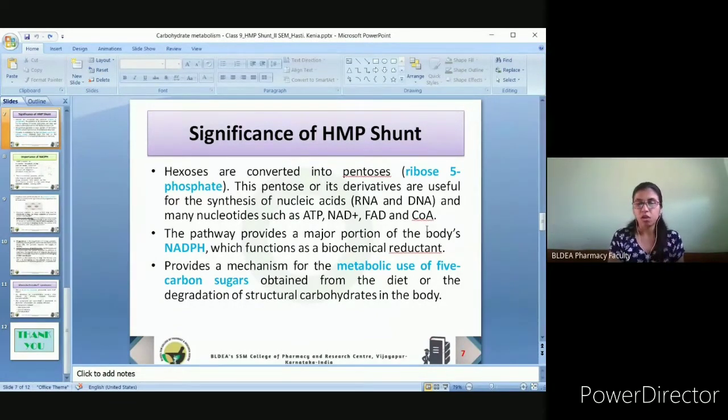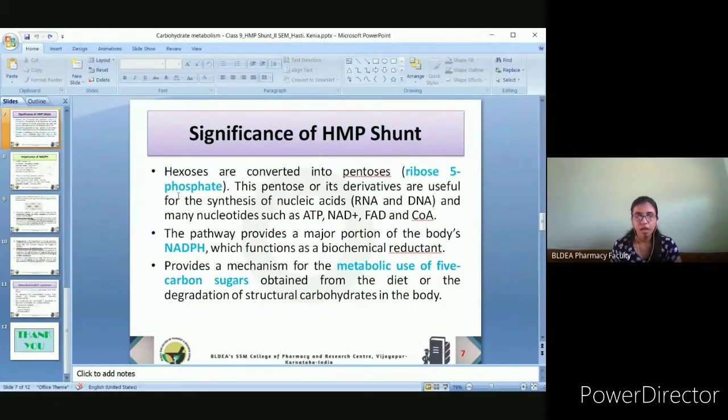It is a basic nucleus of this RNA and DNA, and also it is a storage form of energy in the body. Similarly, this NAD plus is nicotinamide adenine dinucleotide. So again, a sugar molecule is required. This ribose 5-phosphate. In FAD also it is required, and in coenzyme A, this is a constituent. This ribose 5-phosphate is a constituent of this coenzyme A molecule.